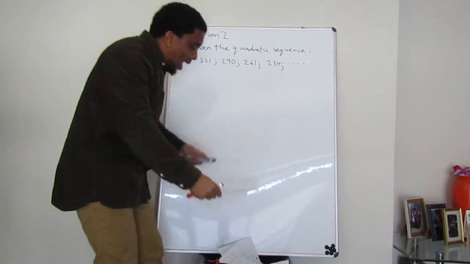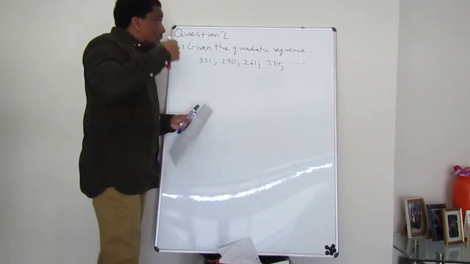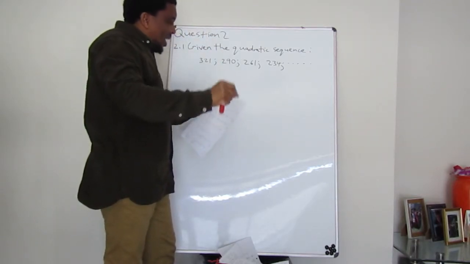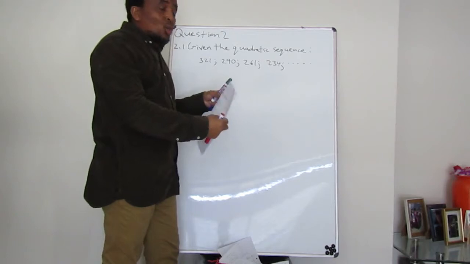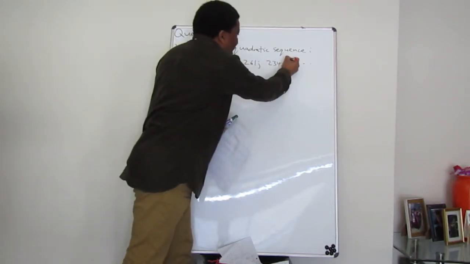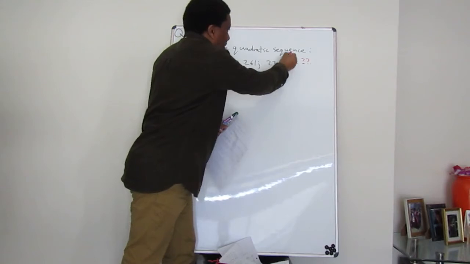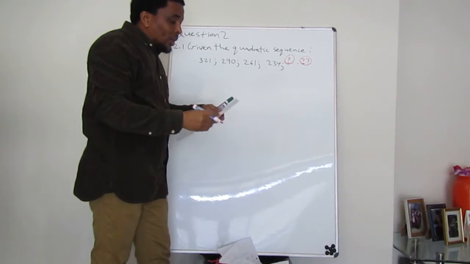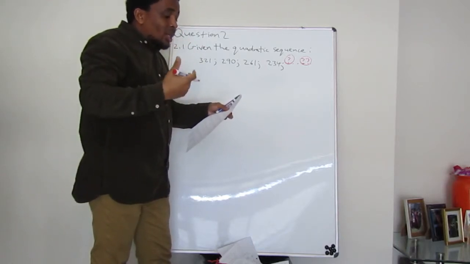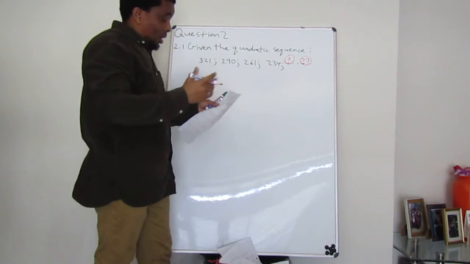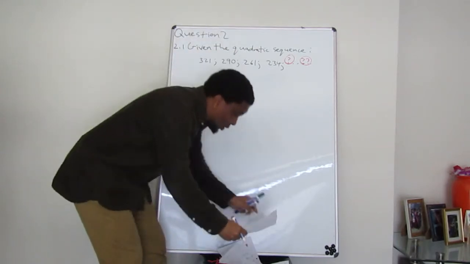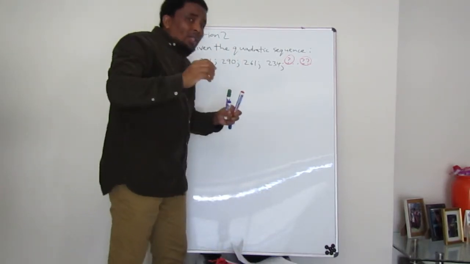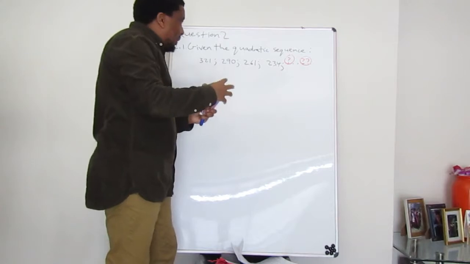Now, how do I approach a question like this? The question says first: write down the values of the next two terms. So you must tell us the next two terms of the series, that is this term here and the next term here. You are given about 2 marks, for example, in this question.